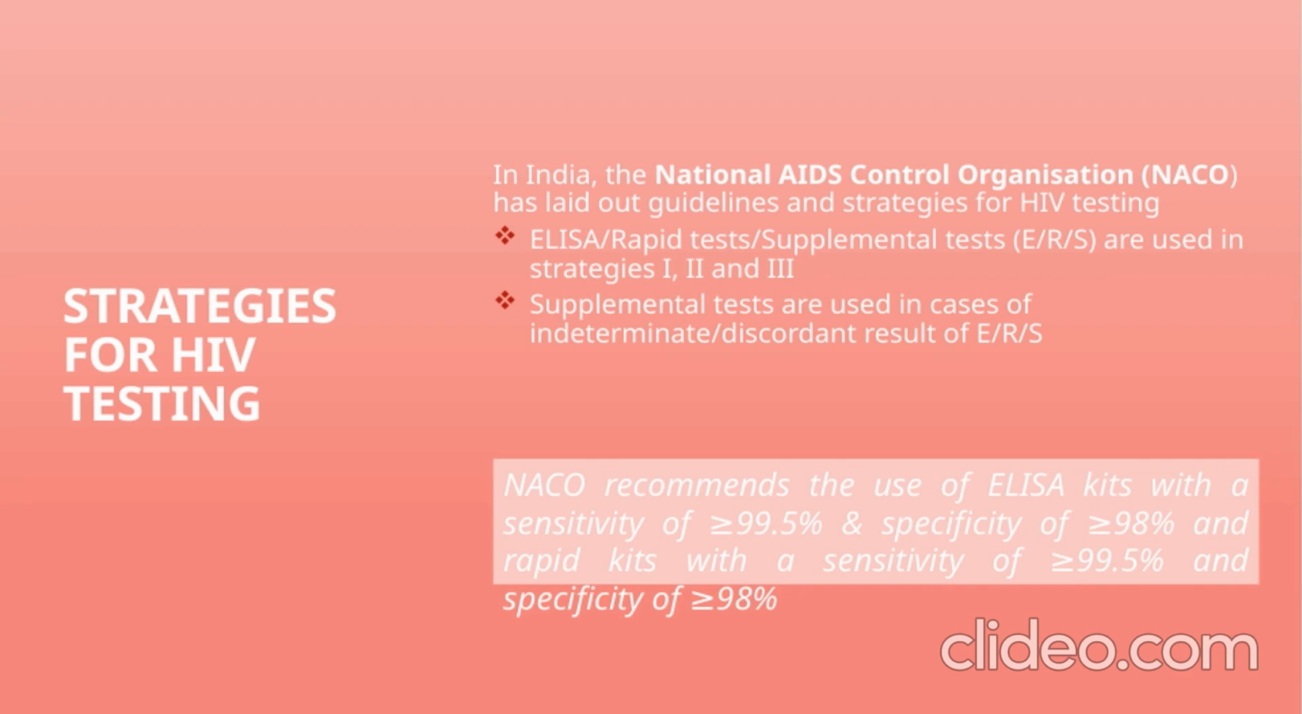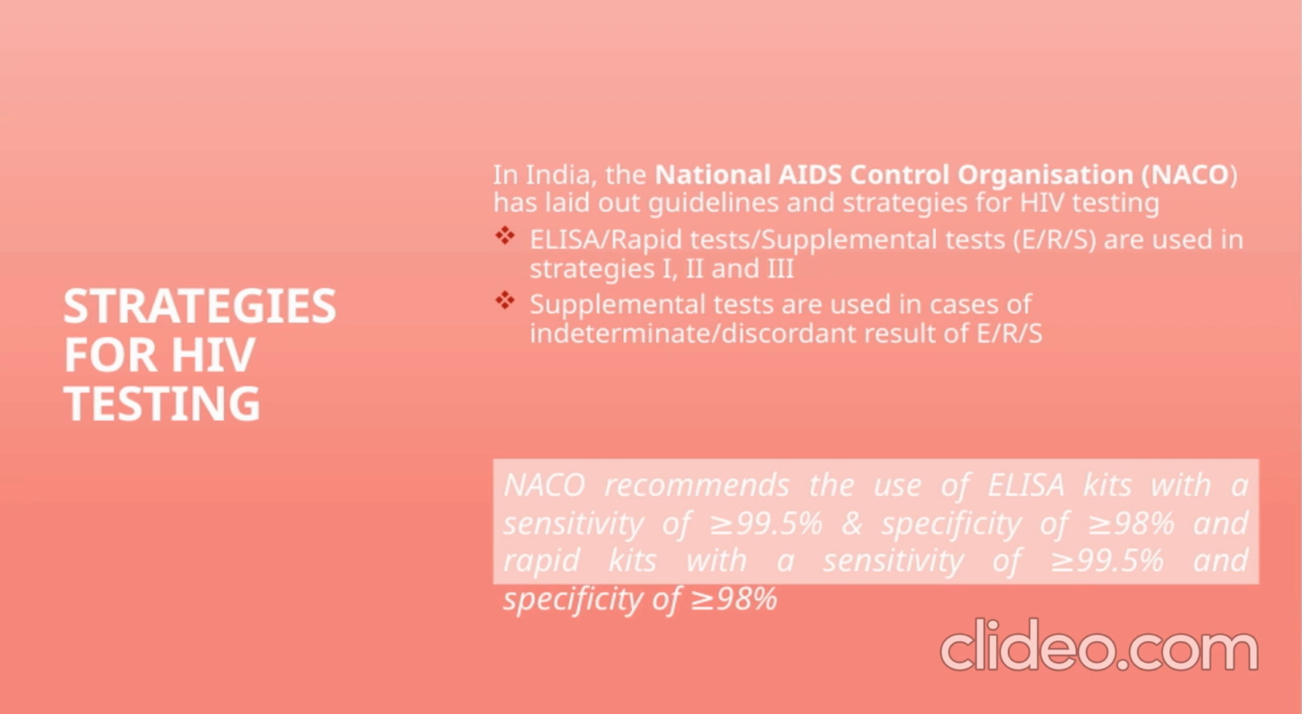In India, the National AIDS Control Organization, or NACO, has established clear guidelines and strategies for HIV testing to support effective diagnosis and management. The testing strategies incorporate different types of tests, including ELISA, rapid tests, and supplemental tests, which are used in various combinations across strategies I, II, and III.